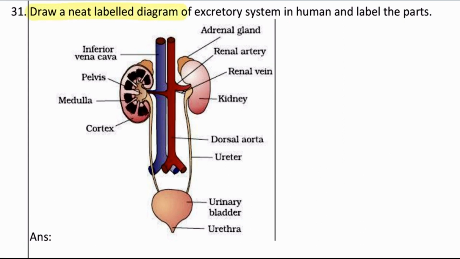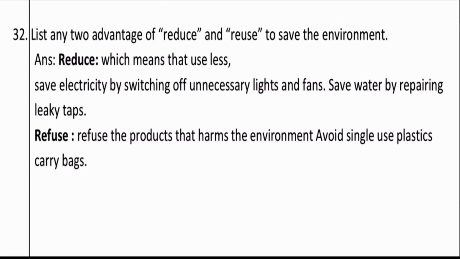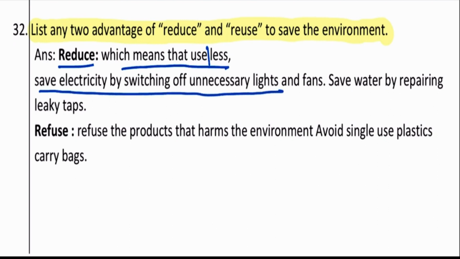Draw a neat labeled diagram of excretory system in human and label parts. Here is the labeled diagram of excretory system of human. Next question. List any two advantages of reduce and reuse to save environment. Reduce, which means use less. Save electricity by switching off unnecessary lights and fans.